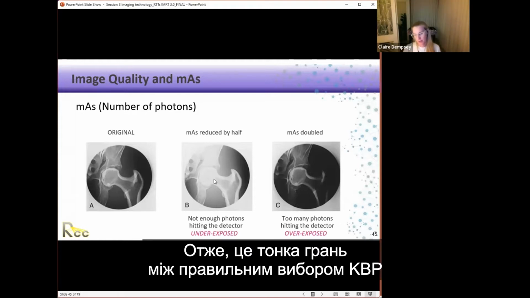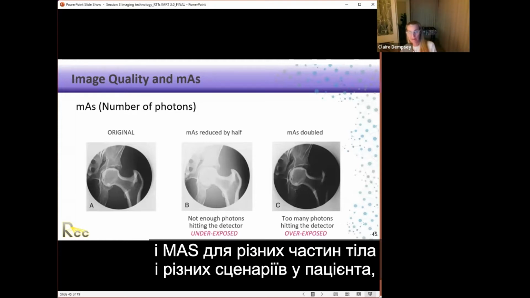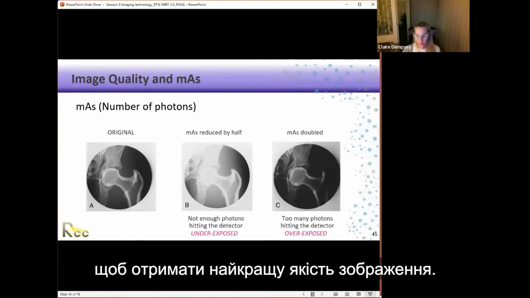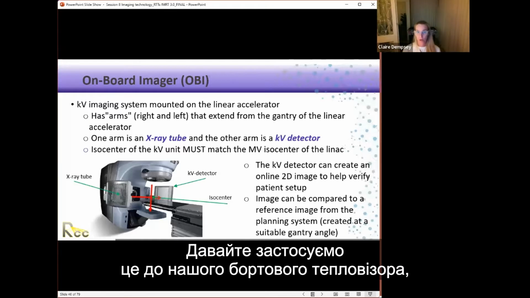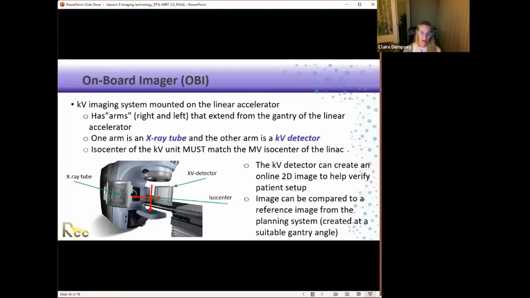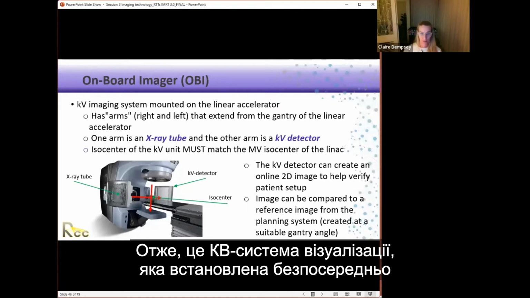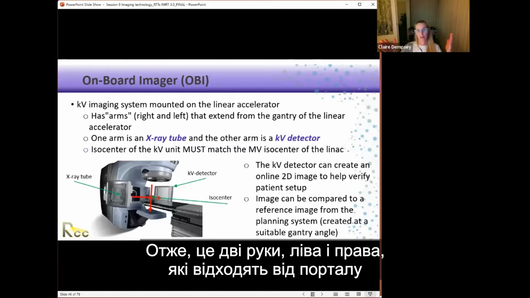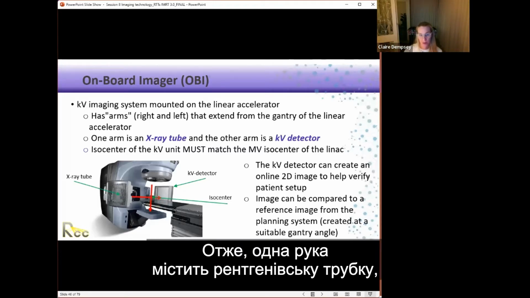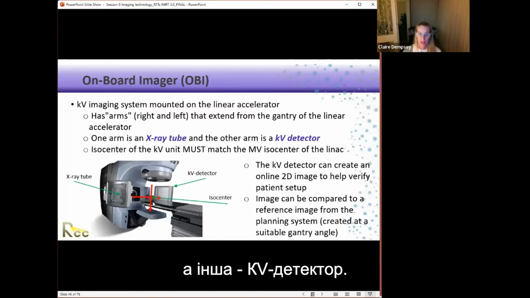So it's a fine line between getting the right kVp and the right mAs for different body parts and different scenarios in a patient to get the best image quality. So let's now apply that to our onboard imager. We call it the OBI. This is a kV imaging system that's mounted directly onto the linear accelerator. It's two arms, basically, on the left and the right that extend from the gantry of the linear accelerator. One arm contains an X-ray tube and the other arm contains a kV detector.